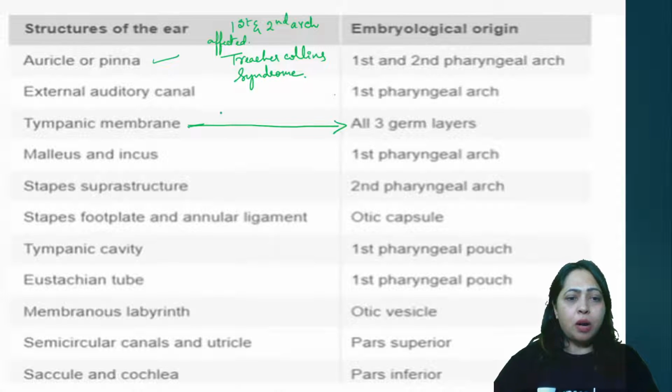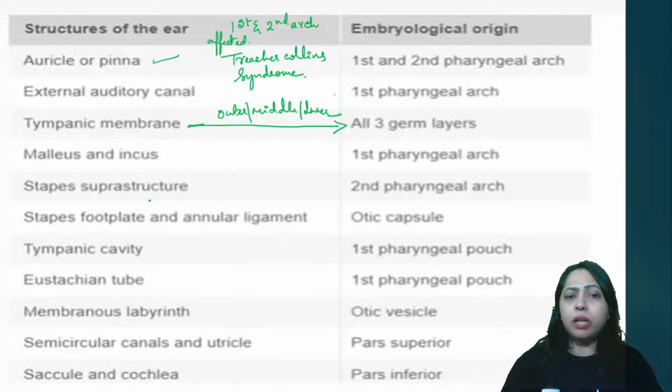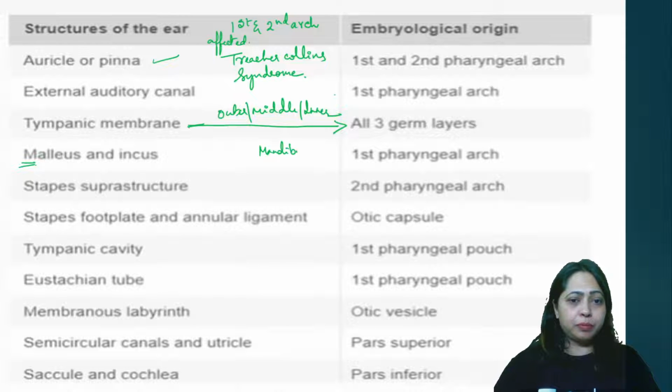So keep this in mind: the outer, middle, and inner parts have three different structures. So all the three germ layers are involved in the embryological origin. So now here we have the malleus and incus. Remember M for the first arch, that is the mandibular arch. And then you have the stapes. Remember S, that is from the second arch.